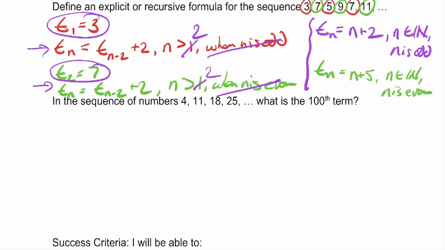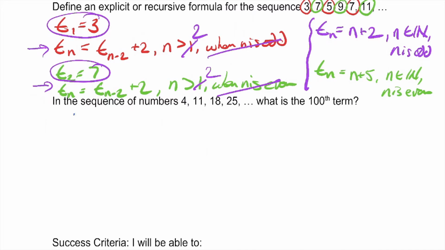So in this next example, we have a sequence of numbers: 4, 11, 18, 25, etc. We want to know what the 100th term is. So one way we could do this is we do see a pattern. The terms are going up by 7 as we go up in term number. We could go off and list all 100 terms and determine what the 100th term is. That's not the most efficient way to do this. So this is where our general formula, explicit formula, comes in.